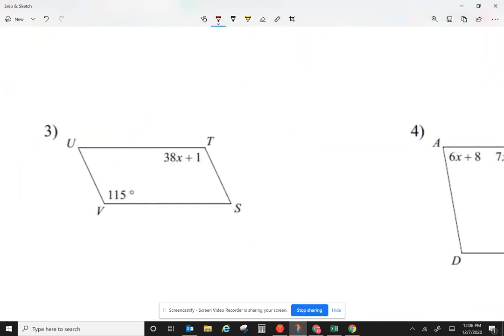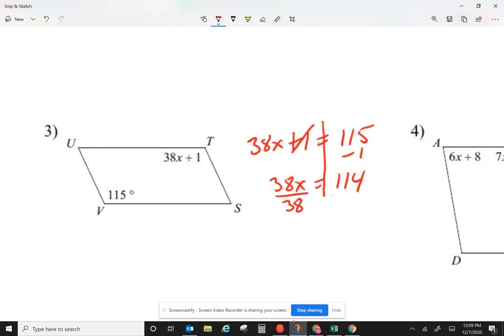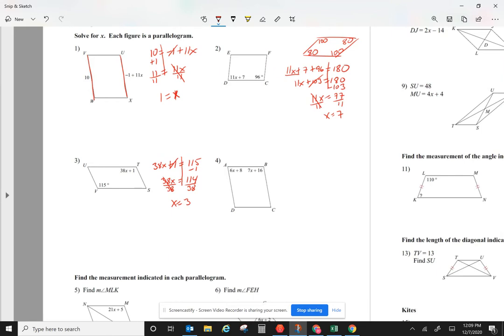Now, opposite angles, like question number 3, opposite angles are equal to each other. So I'm just going to say 38x plus 1 equals 115. Right, let me separate my sides through the equal sign. My plus 1, let me move it over as a minus 1. So I have that 38x equals 114. Let me divide by 38 to get the x by itself. 114 divided by 38 is 3. So x is equal to 3. Let me zoom out a little. Question number 2, the angles were adjacent, so they add up to 180. Question number 3, the angles are opposite, so they equal each other.